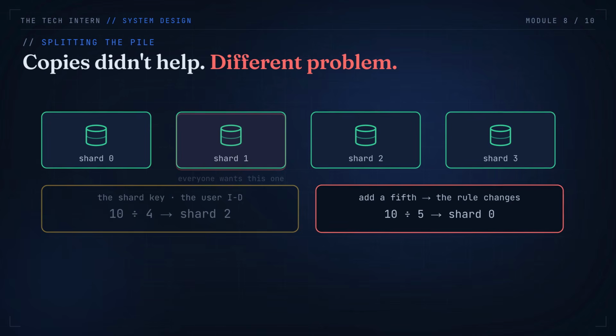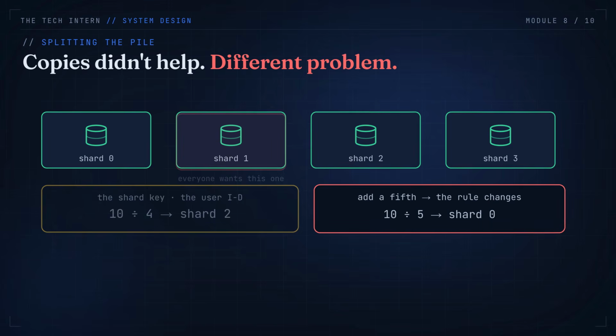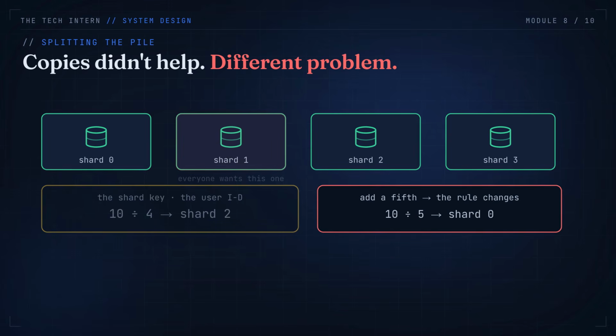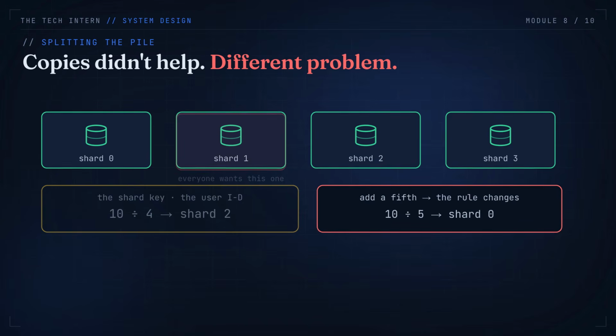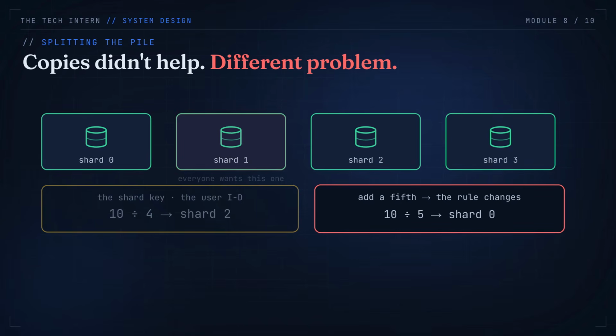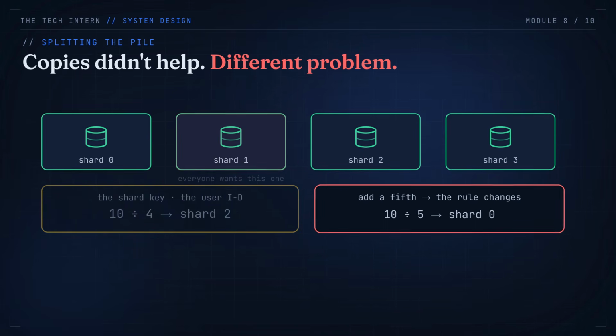Priya was 10 divided by 4, remainder 2. Now she's 10 divided by 5, remainder 0. The rule says shard 0. Her data is physically sitting on shard 2. And it's not just Priya. Almost every user's remainder changes. Adding one machine means physically moving nearly all your data between machines.